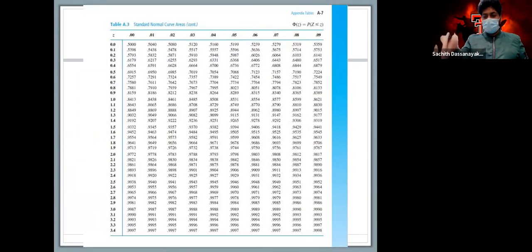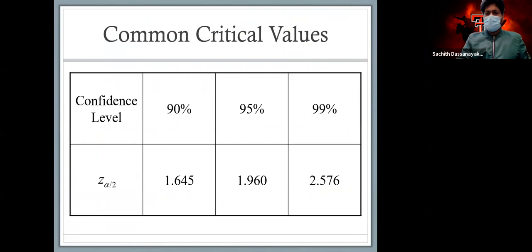I simply copied and pasted your standard normal table here because I need to see a few things. So these are 3 different confidence intervals we are using: 90%, 95%, 99%. So the corresponding z alpha value.